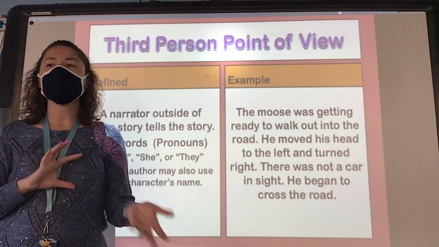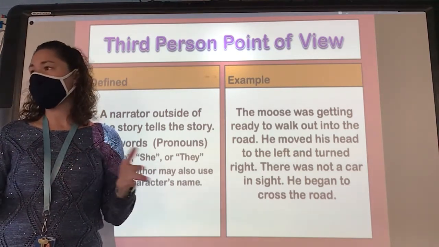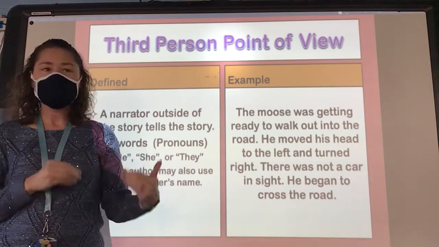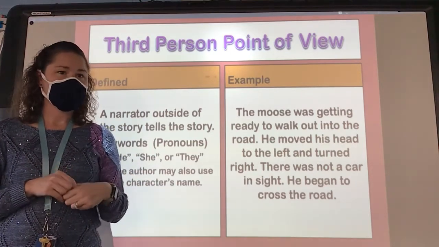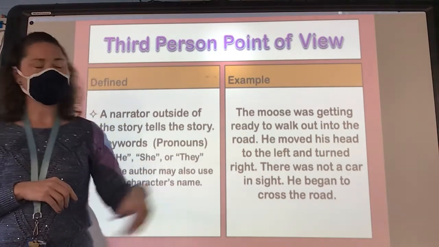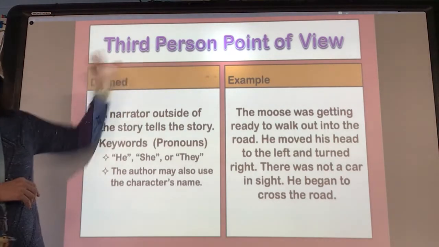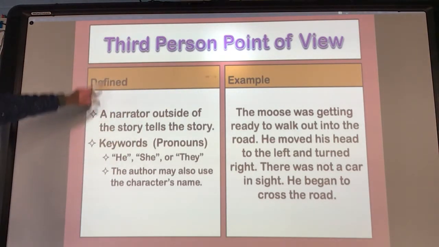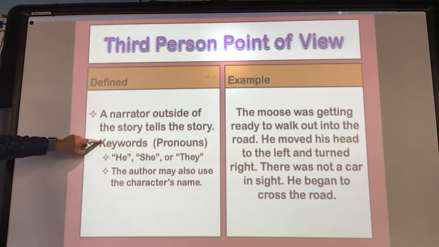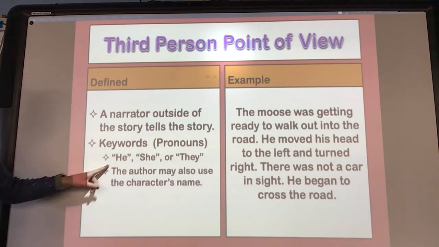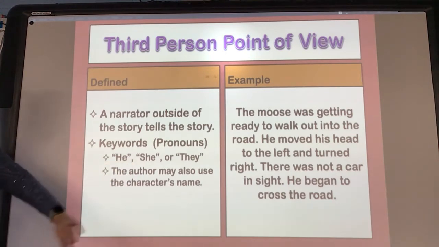So think back to primary and secondary resources for social studies. Primary, the person is there, so they would be a first person narrator. Or somebody who's looking and observing what's happening is going to give it to you from third person point of view. Okay, so somebody telling the story, and then you have your keywords, he, she, they. And the author's going to use the characters' names.